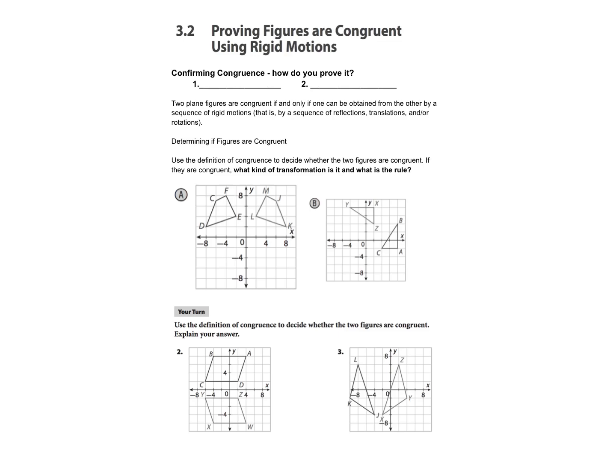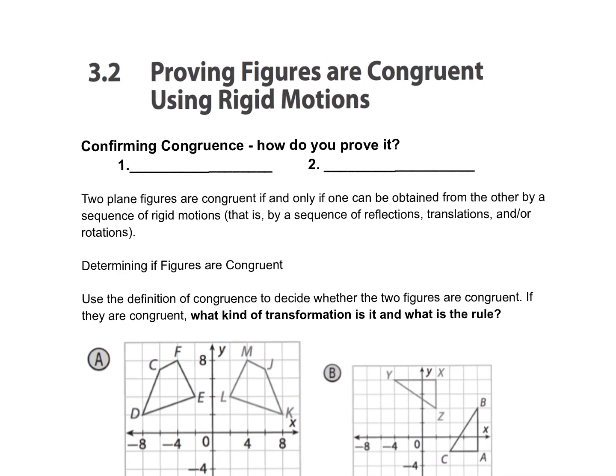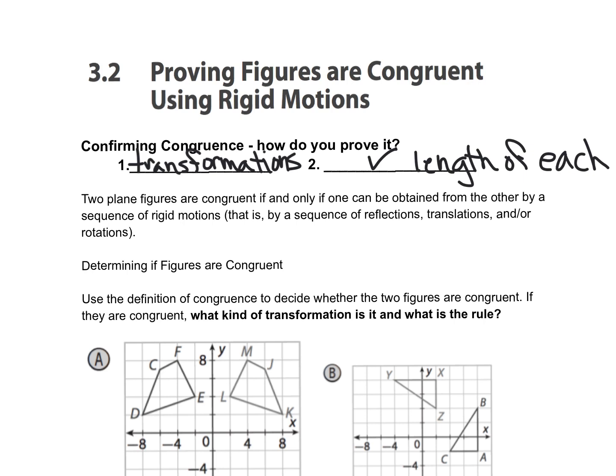Okay, so 3.2 is proving figures are congruent using rigid motion. So confirming congruence, we can either do it by transformations, or checking length of each side. So in this section, they want you to use transformations, finding sequences of transformations.